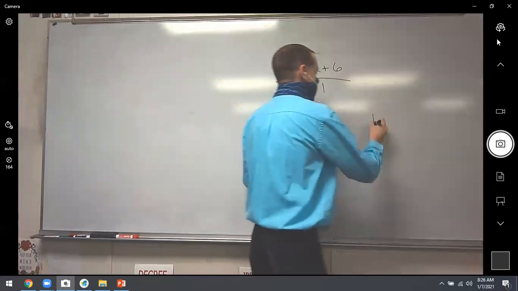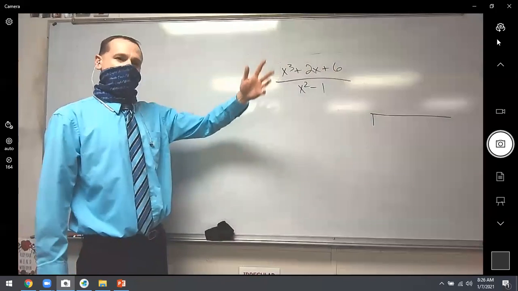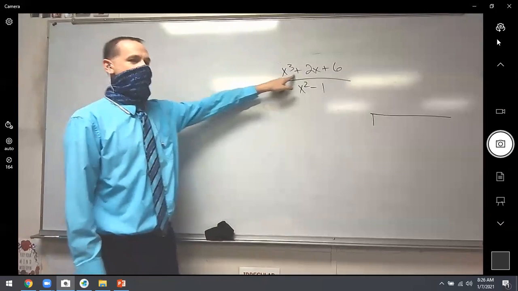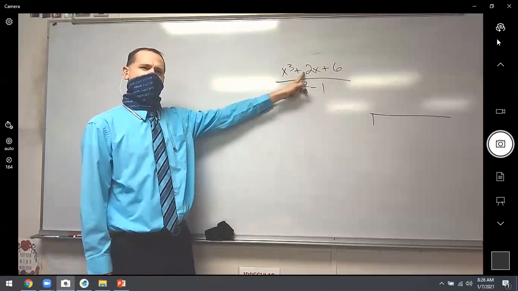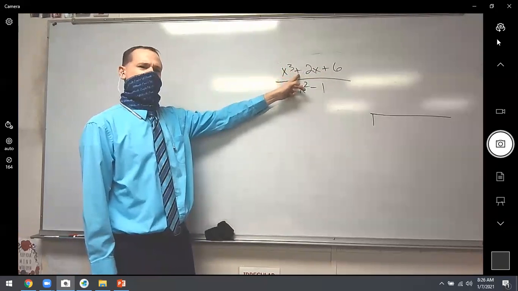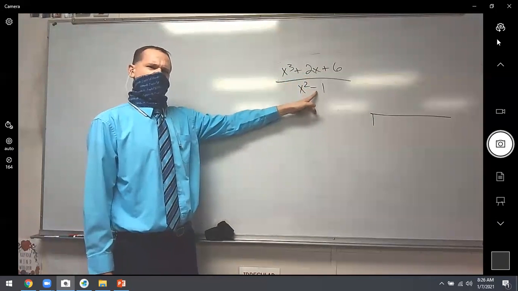All right. Now, here's my advice on this one. We're going to write it out. But look at this top one. Does it have every kind of term it could have? It's got a cube, right? Does it have a square? I don't think it squares. How about down here? It's got a square, right? Does it have just an x thing?